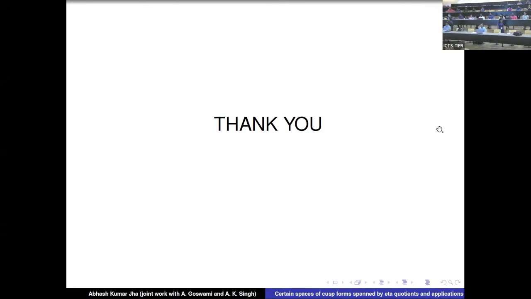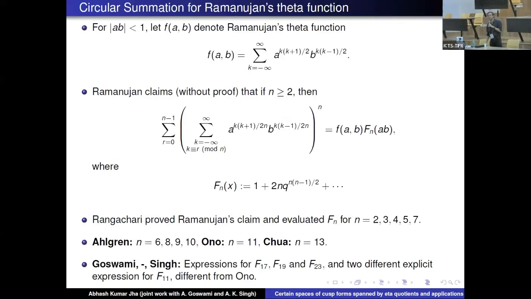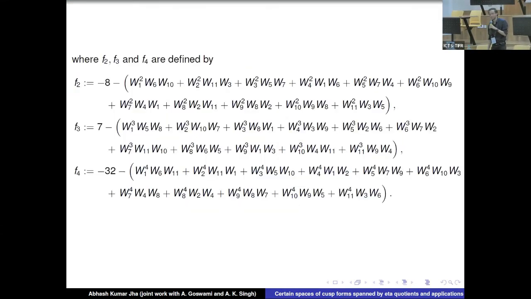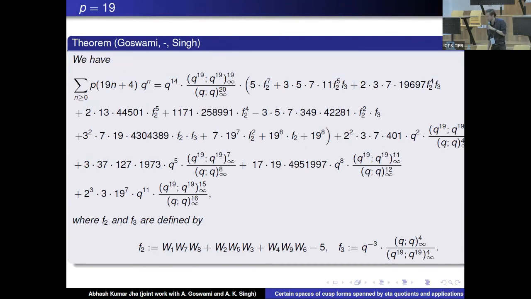Thanks, Abhash. My question is about your theorem. You have witness identities for P equals 17, 19, and 23, but these are huge expressions. Is there any pattern, or are these just hard computations? No, these are computations. Basically the idea is the same. We have to express the Eisenstein series in terms of some nice basis elements, and then do a computation to show that the expressions are the same, using the result of Sturm that we compare. You check that the first few Fourier coefficients are the same, and for that we use Sage to verify. I see. Thank you.